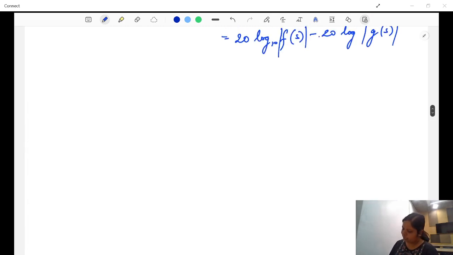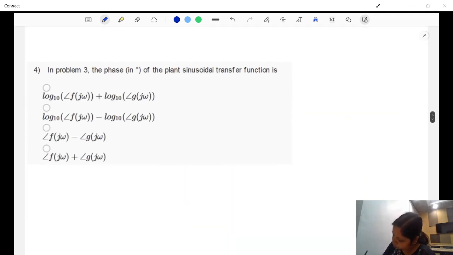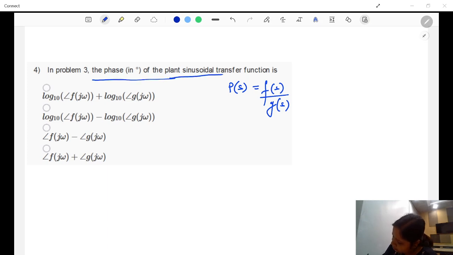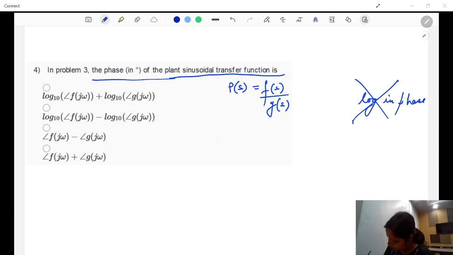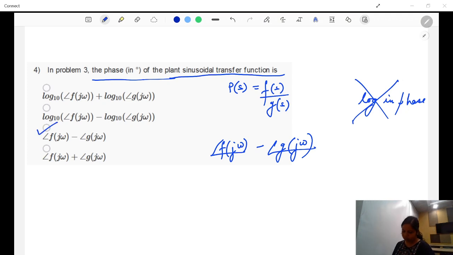In the same problem, if P(s) is F(s) upon G(s), then what is the phase of the plant sinusoidal transfer function? In phase, we do not have any log. So it is just angle of F of j omega minus angle of G of j omega. I hope it is clear. These are very easy, simple questions.